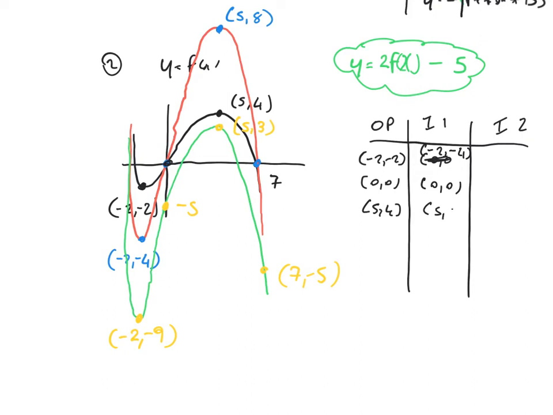5, 8. And then finally the curve in green, which had been moved down 5 units, so minus 2, minus 4 down to minus 2, minus 9, 0, 0 down to 0, minus 5. Notice how I annotate the curves as I go. And then 7, 0 down to 7, minus 5.